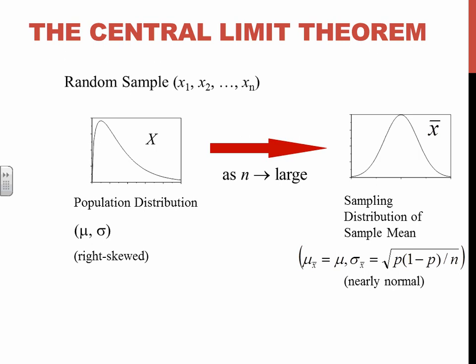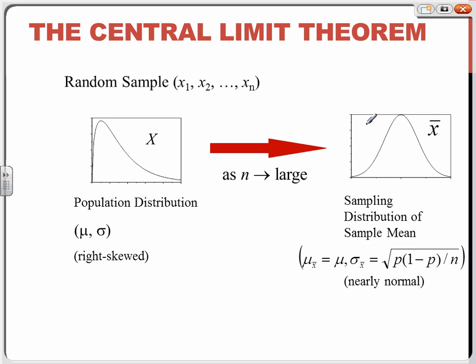How large? Well, if you're dealing with proportions, it's n times p. If you're dealing with means, which we'll get to, it's 30 when you have means. And if you're dealing with proportions, you have to have n times p greater than or equal to 10 and n times 1 minus p to be greater than or equal to 10 before we can say, yes, it's going to be normal. Okay?